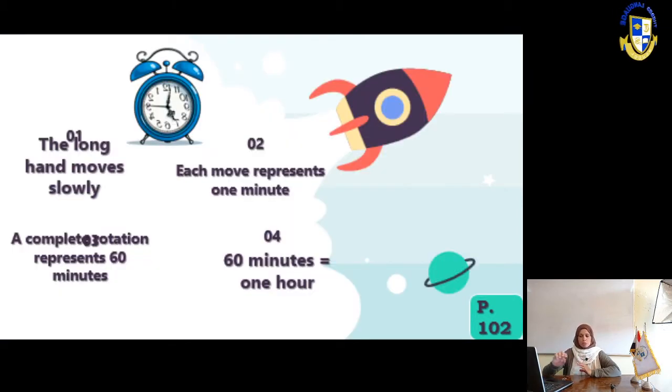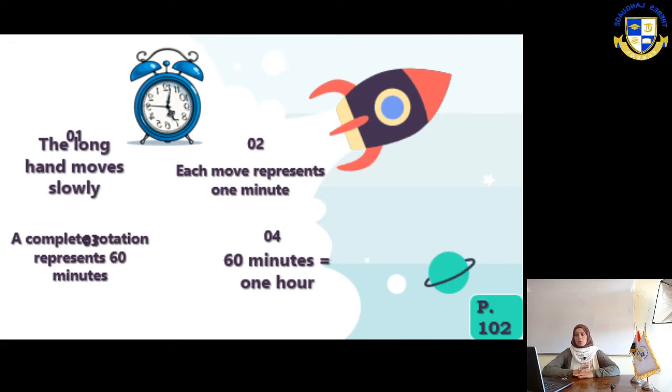The long hand moves slowly. Each move represents 1 minute. So when it moves from one point to another, this is 1 minute. The complete rotation for the arm is 60 minutes or 1 hour. So 1 hour equals 60 minutes. When the short arm moves from one hour to another hour, it means that it moved 60 minutes.